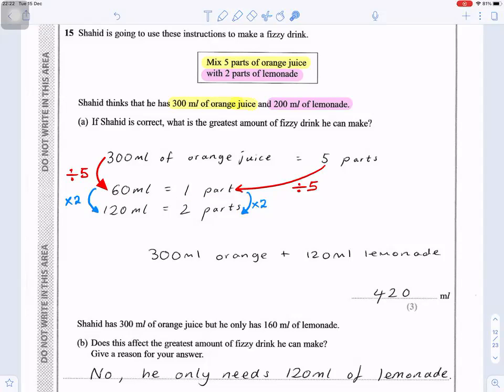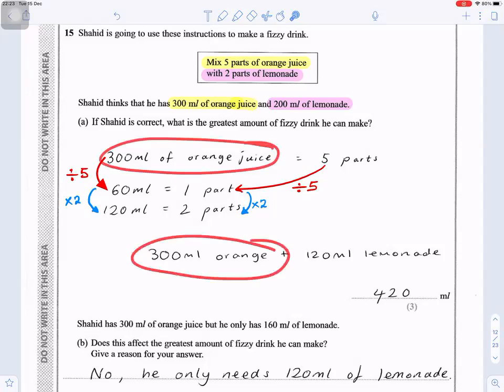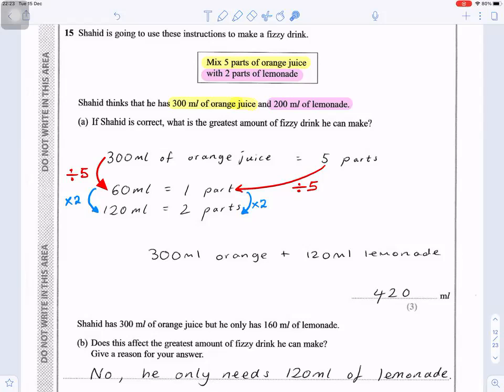So to get 2 parts, 60 times 2 is 120. And 1 times 2 is 2. So 120 milliliters is 2 parts. So we add the 300 milliliters of the orange juice, if they use all of it, plus the 120 milliliters for the two parts. So that gives us 420 milliliters.